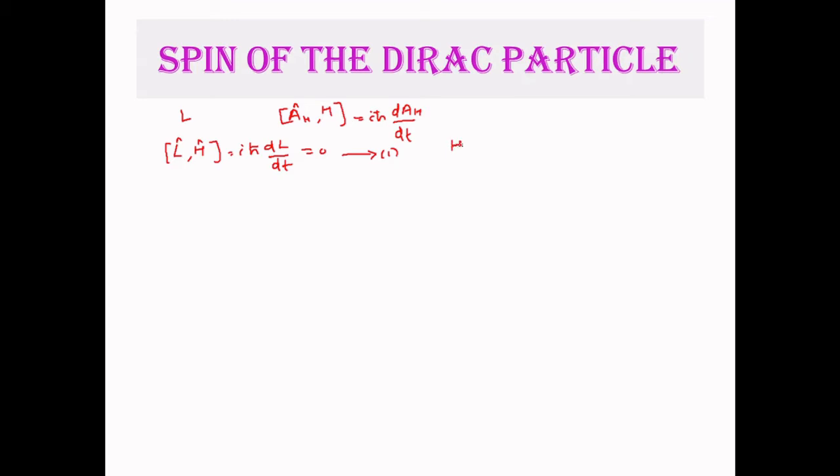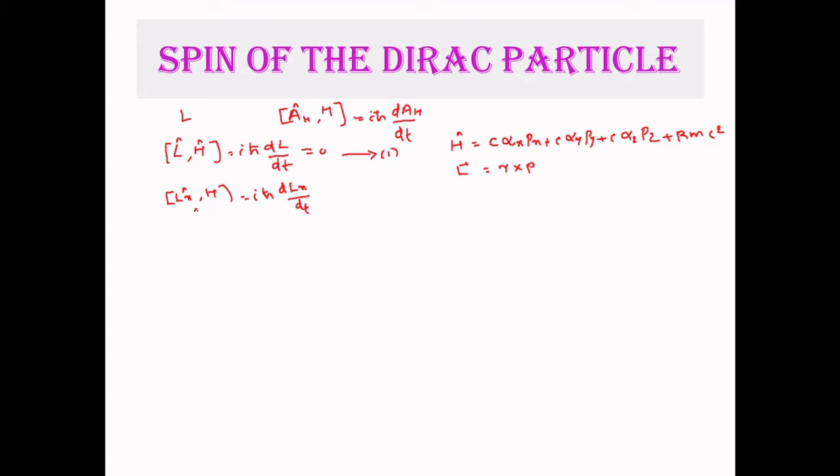Here the total Hamiltonian is given by, according to Dirac, H equal to c α·P, that is c α_x P_x plus c α_y P_y plus c α_z P_z plus β m c². And the angular momentum L is given as L equal to r cross P. So if we are considering the x component, the term will be [L_x, H] equal to iħ dL_x/dt. So its value is expected to be 0.